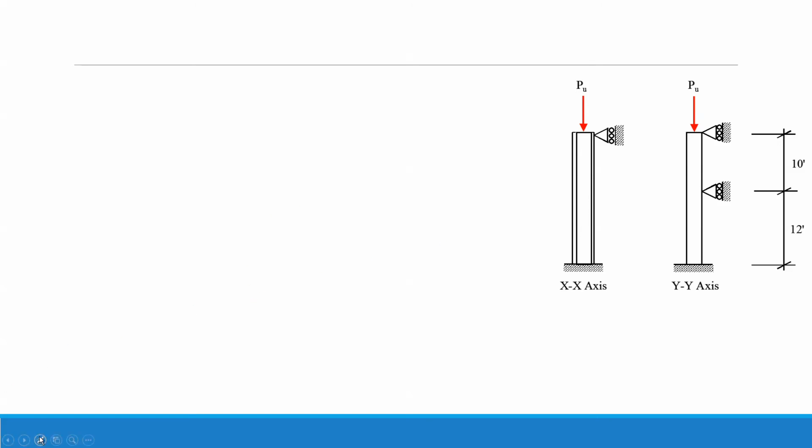Okay, so like I said, if we look at the x-axis buckling, strong axis buckling, right? In this frame, there is only one bracing, so it's pinned at the top end and fixed at the base. Under the load Pu, it will buckle, so the buckled shape will be like that, right? And we learned about the effective length. So the equivalent effective length is 0.8, so 0.8 L.